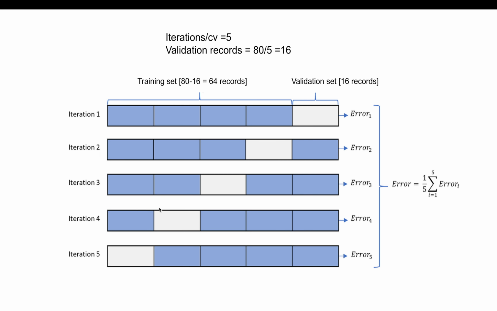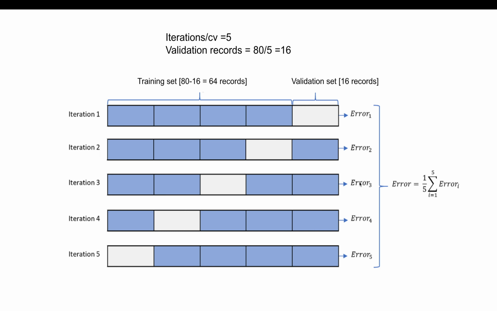Now in the next iteration, you are going to use another set of 16 records. In the third iteration you are going to use another set of 16 records as the validation data set. In iteration 4 you are going to use another set of 16 records, and likewise you are going to make sure that you use all of the data set as the validation data set in each of these iterations. Now there are different methods to do that, and we are going to see those in our next video. There are different types of cross validation.